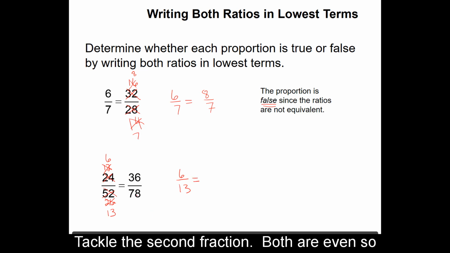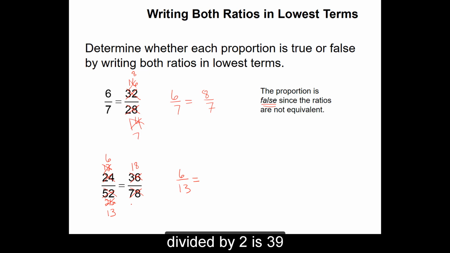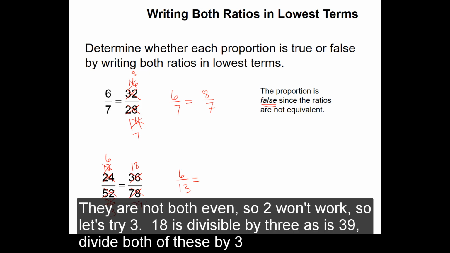Well, these are both even, so I'll just go ahead and divide them by 2. So 36 divided by 2 is 18, and 78 divided by 2 is 39. Well, they're not both even, so 2 won't work.